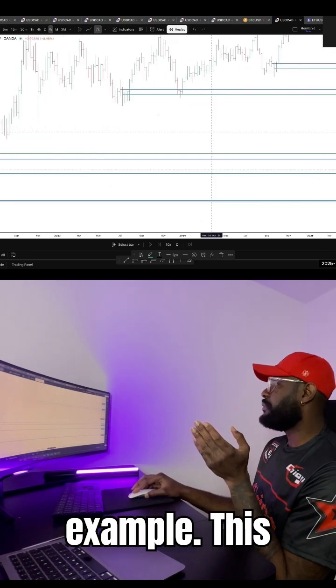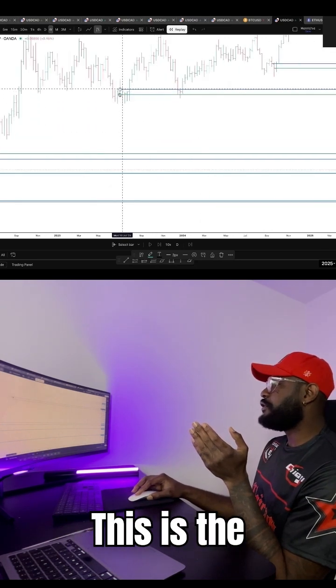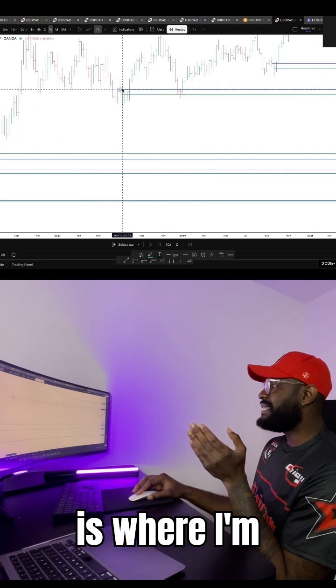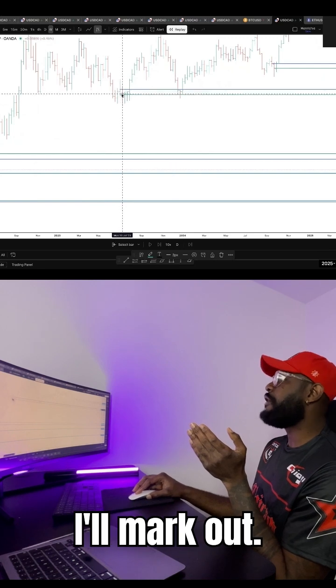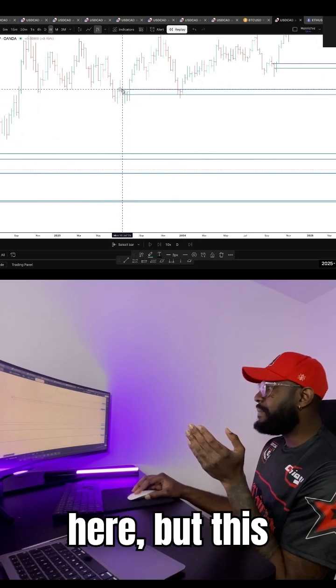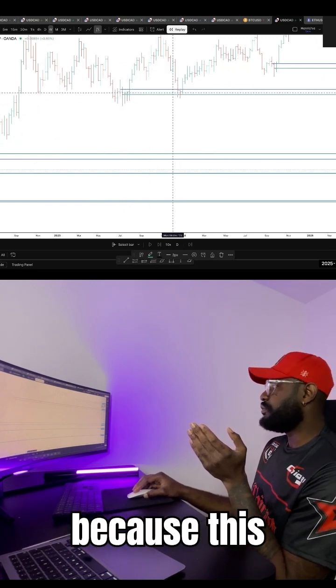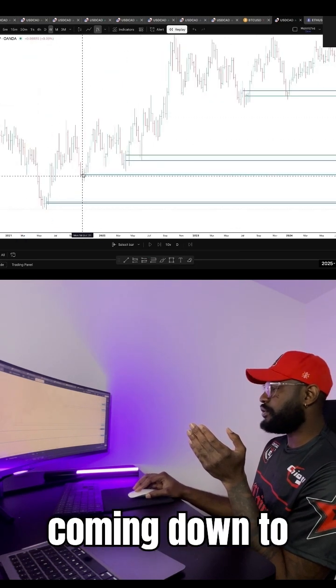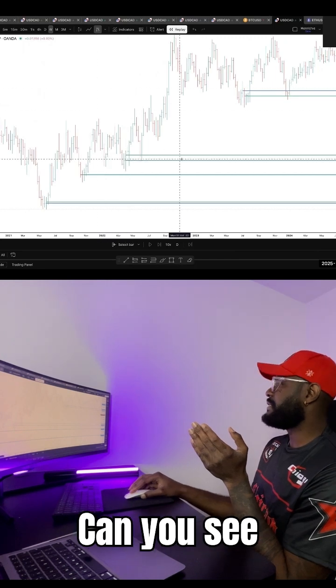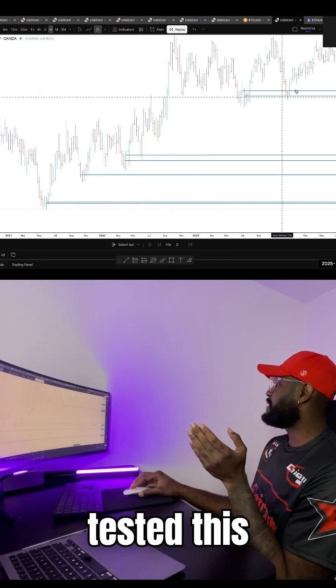Another example, this is another example. This is the open, this is the close. This is the open. This is where I'm interested in. This is where I'll mark out. Yes, I'll still pay attention to here, but this is my major interest because this one is closer to the price action. Can you see how price is coming down to retest on those zones? Can you see how it came back and we tested on this one? We tested on this one.